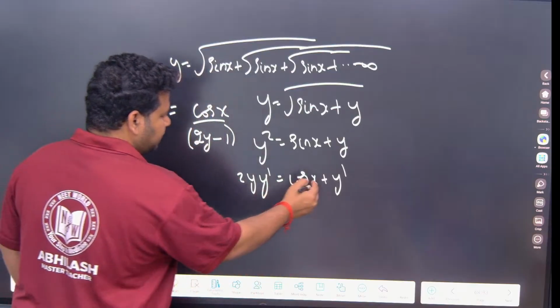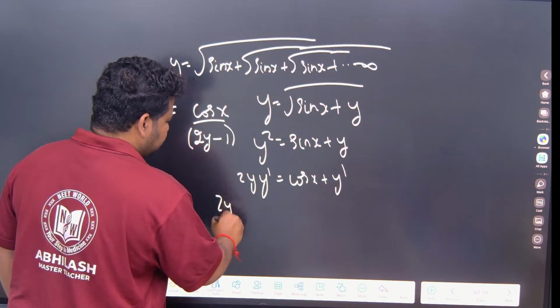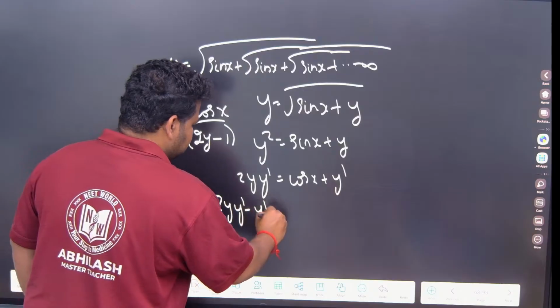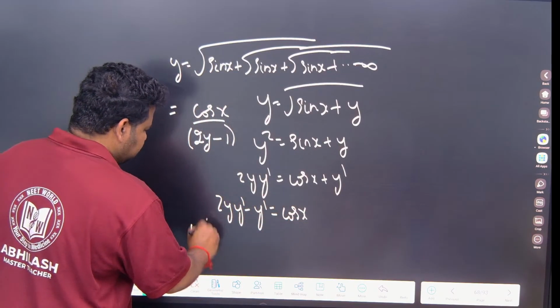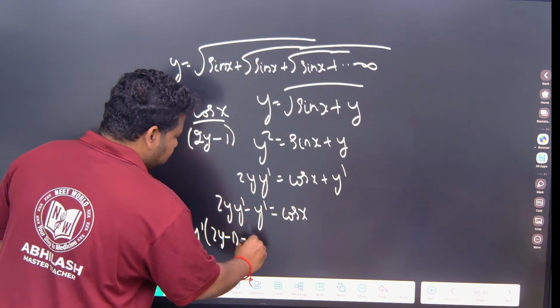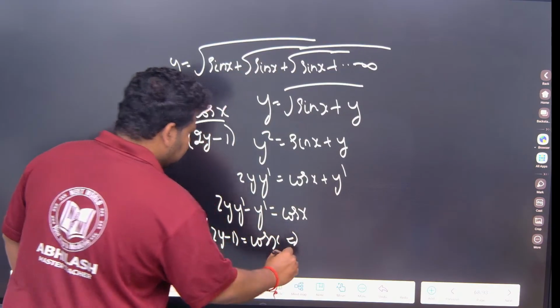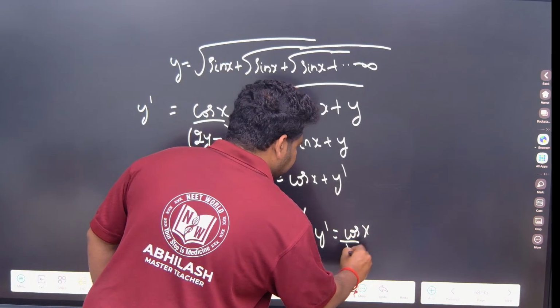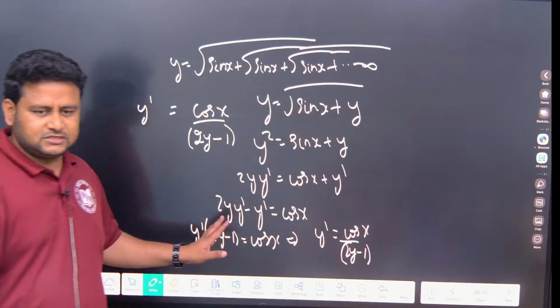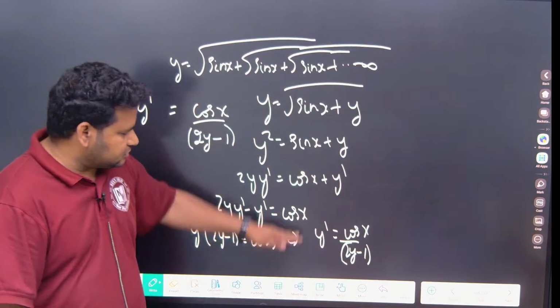Then you bring y dash to this side. So 2y y dash minus y dash is equal to cos x. If you take y dash outside, y dash into 2y minus 1 is equal to cos x. So the answer is y dash is equal to cos x by 2y minus 1. That much time is not required. This much you don't have to do.